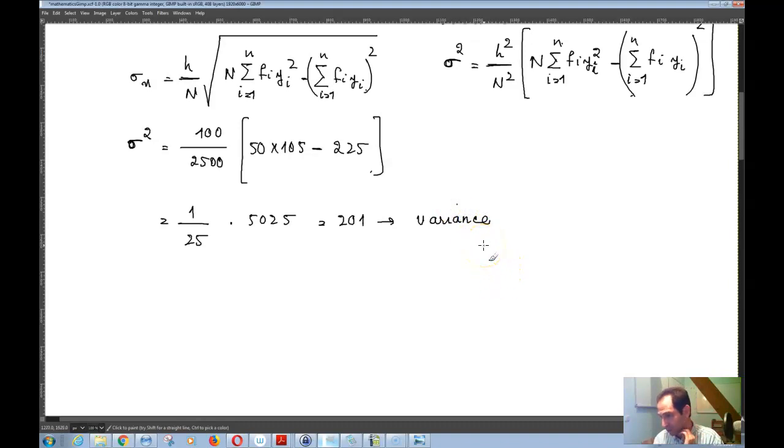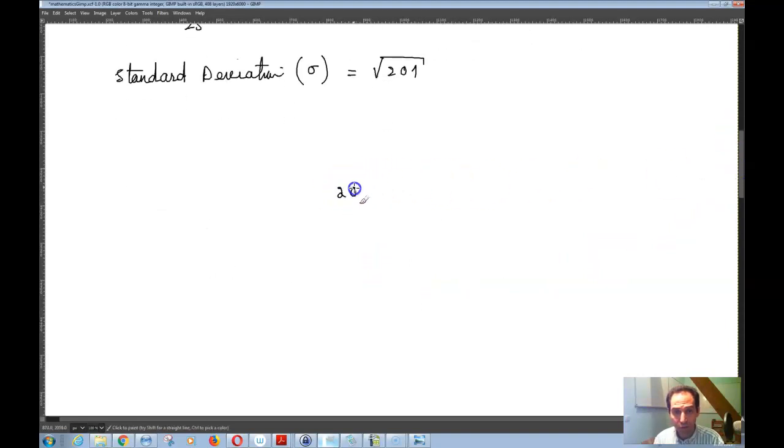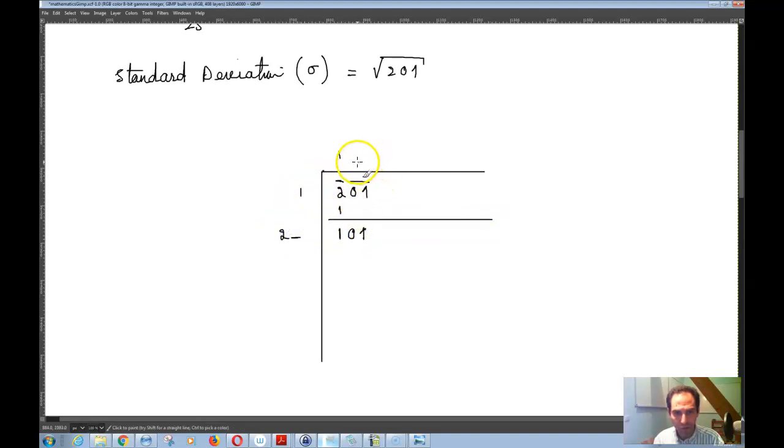Now, since your variance is equal to 201, the standard deviation, which is the same thing as sigma, is equal to the square root of 201, which you can calculate pretty easily. 201, group them, and then 1 times 1 is equal to 1, remainder 0, 1, and then 1 plus 1 is equal to 2.